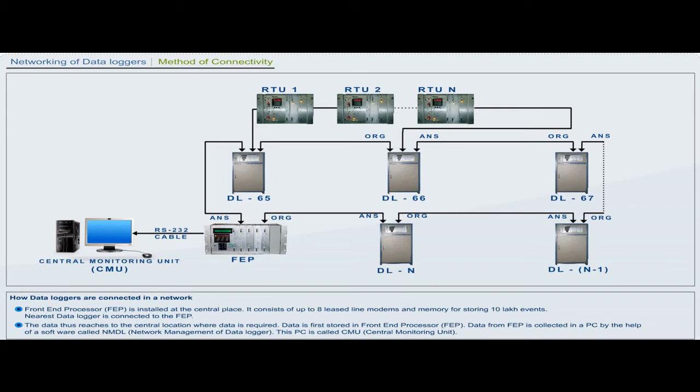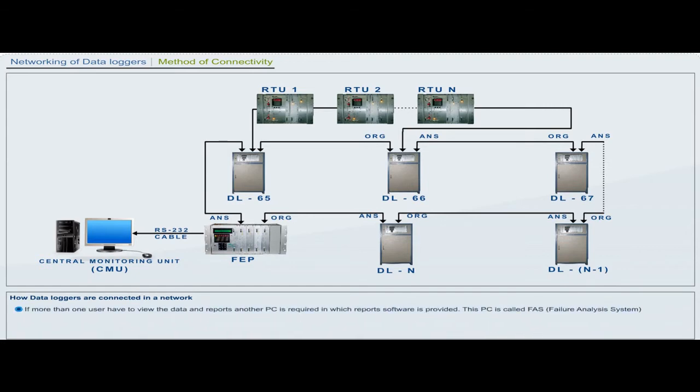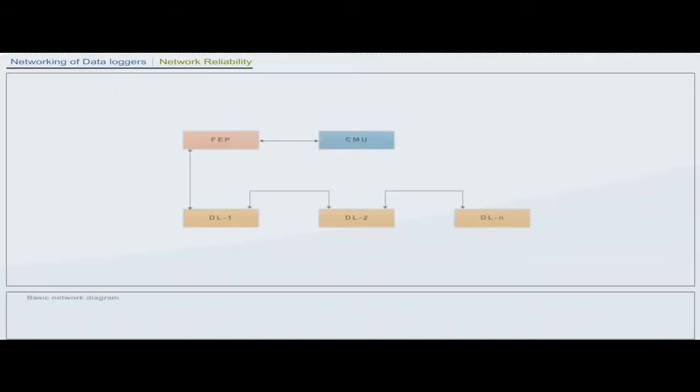Data from the FEP is collected in a PC with the help of a software called Nmdl, Network Management of Data Logger. This PC is called CMU, Central Monitoring Unit. If more than one user has to view the data and reports, another PC is required in which reports software is provided. This PC is called FAS, Failure Analysis System.